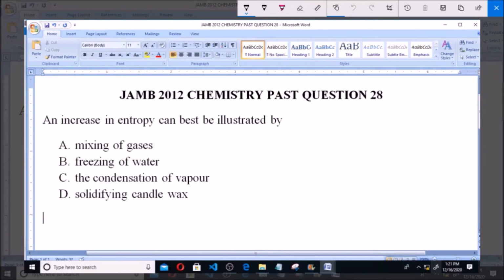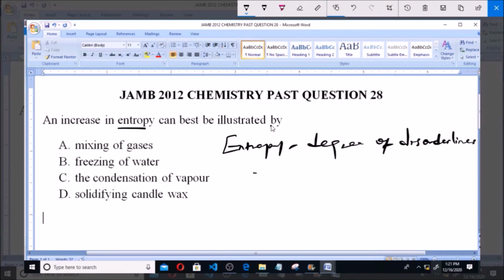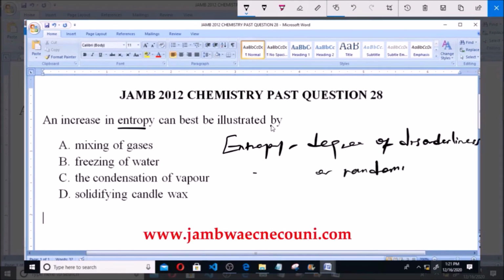I'll be answering JAMB 2012 chemistry past question 28. An increase in entropy can best be illustrated by A, mixing of gases, B, freezing of water, C, condensation of vapor, and D, solidifying candle wax. Now, when we say entropy, entropy simply refers to the degree of disorderliness or randomness. So when you are talking about an increase in entropy, it simply means an increase in disorderliness or an increase in randomness.